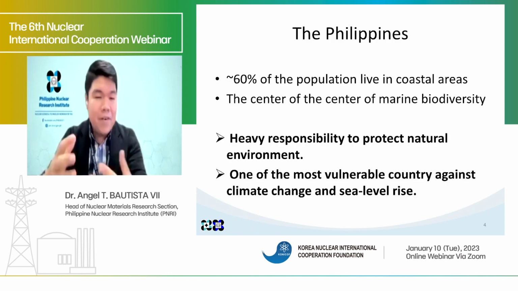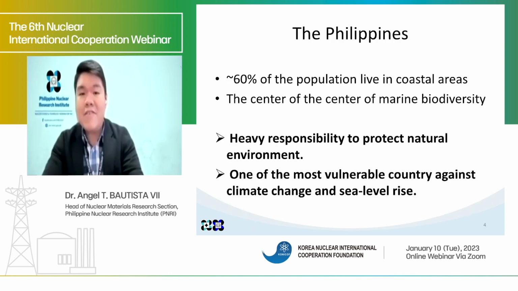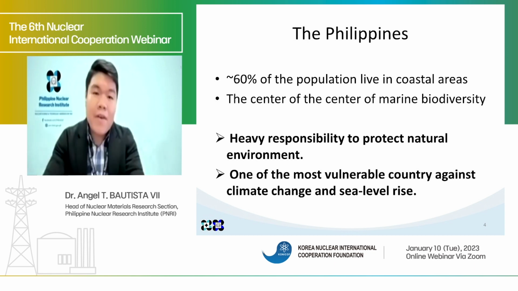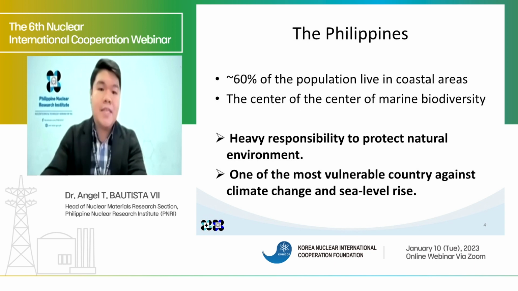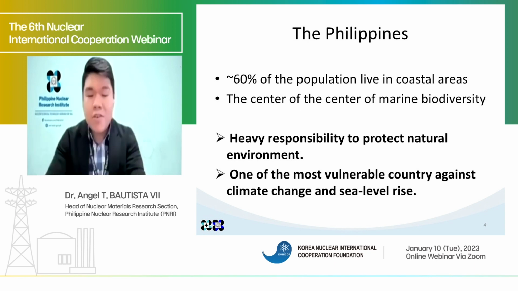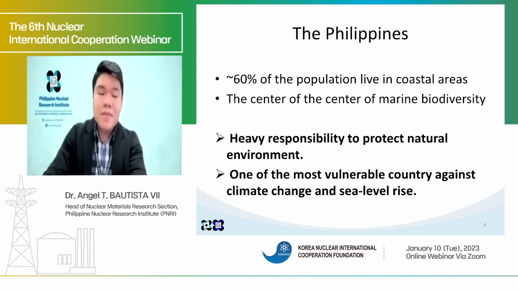So therefore, in our setting, we have 60% of our population living in the coastal areas, and we have a very high amount of marine biodiversity. And so the country has a very heavy responsibility to protect the natural environment, but also we are one of the most vulnerable countries against climate change and sea level rise. And so that is the main motivation of our work that I will show you this afternoon.